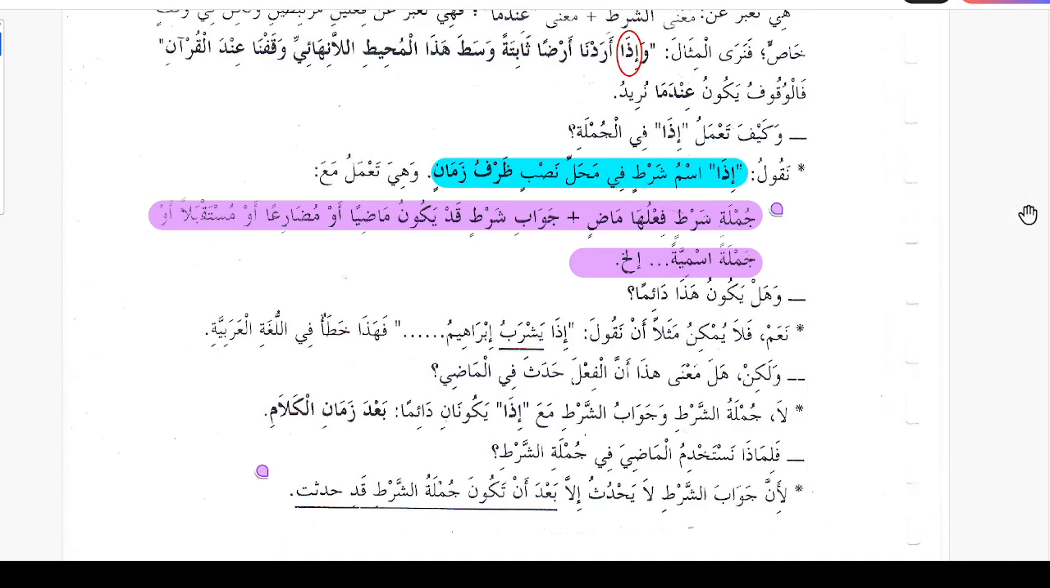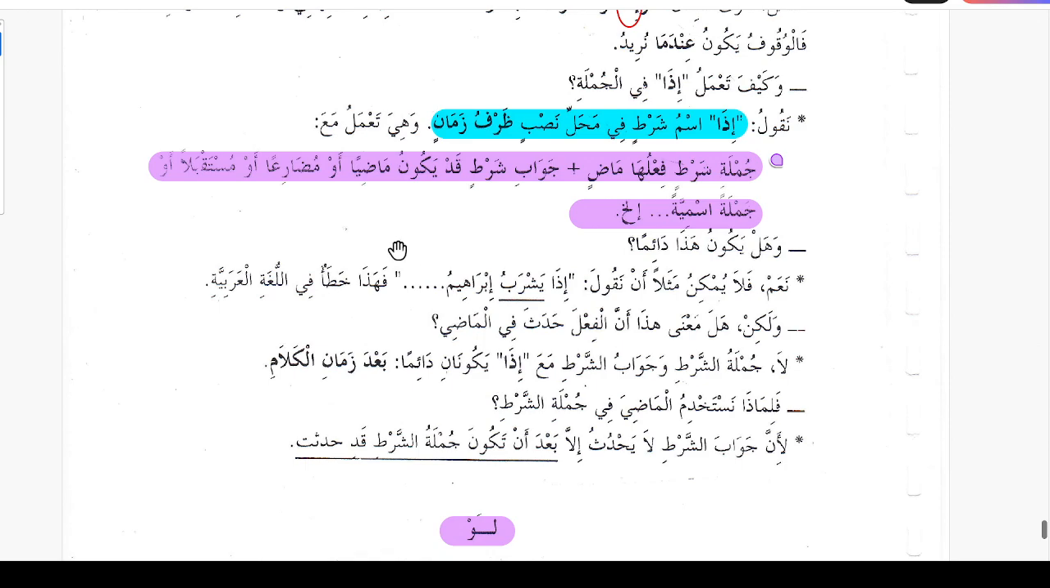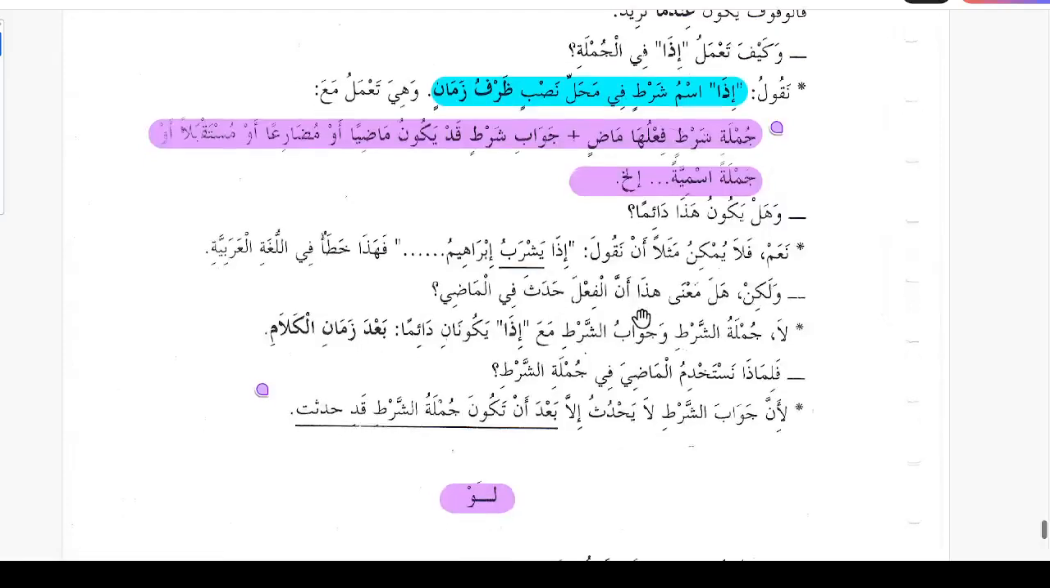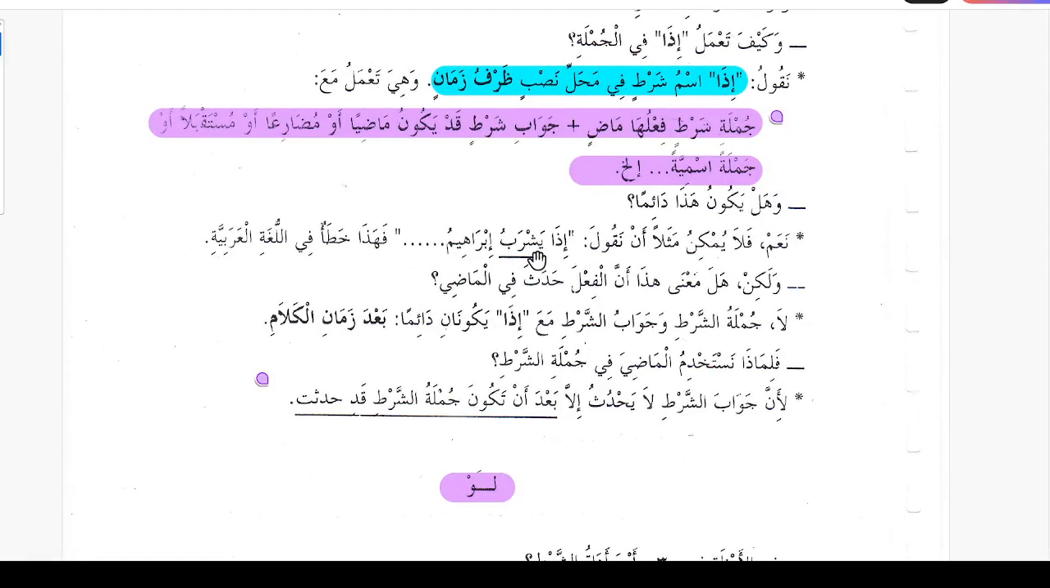So those were the examples that jawabu shart is the past tense, present tense, future tense or jumla ismiya. وهل يكون هذا دائما? Does it happen all the time? نعم, yes. فلا يمكن مثلا أن نقول إذا يشرب إبراهيم. So this is not possible to say. So iza cannot have a present tense like it's mentioned here. The jumla shart has to be past tense, فعل ماضٍ. So it cannot be a present tense. So it is wrong to say إذا يشرب إبراهيم, when Ibrahim drinks.